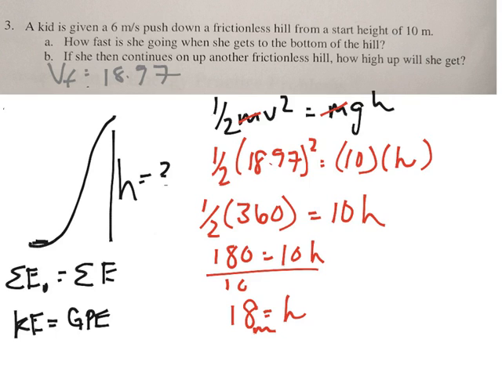So even if it looks like you don't have enough information, for example in this one, they do not give you the mass, sometimes you can actually work your way around it.